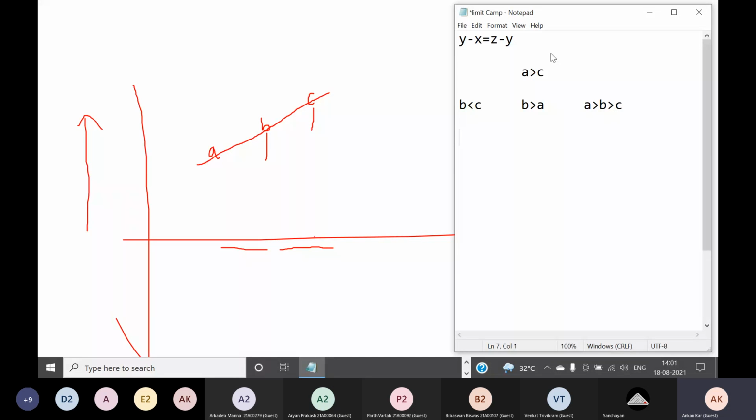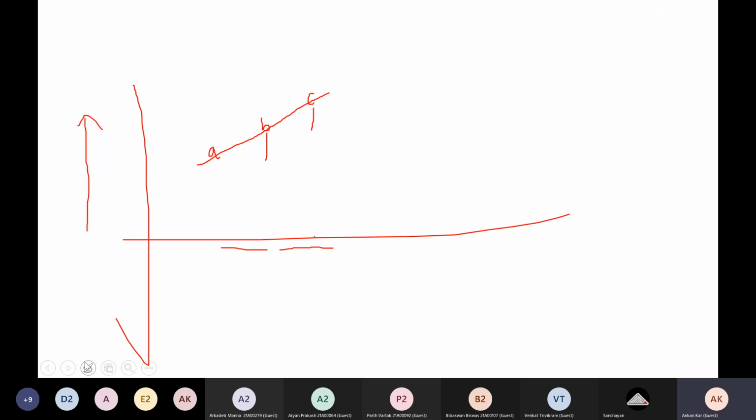For B less than C, what are you gonna get? For B less than C, I am already taking A is greater than C. Okay, so let's take here A is greater than C and B is somewhere here because B is less than C. Okay, this axis will be denoting the value. Value is increasing in the upper direction.